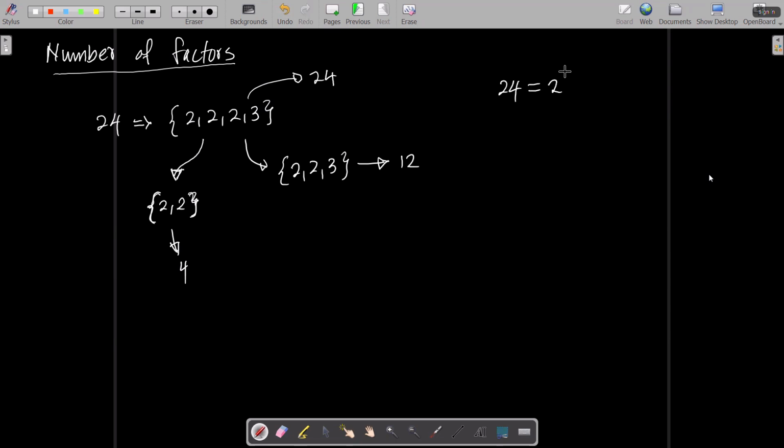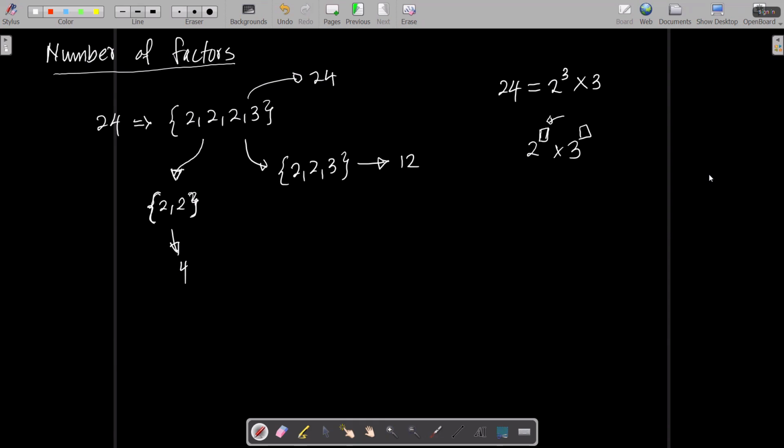go back to this definition, 2 to the power 3 times 3. Now we have agreed that if we take a subset from this original set and multiply the elements, it will give us a factor. Now, what is the analogous statement for this? For a factor, we can take these 2 primes and raise them to any value. But we should be careful.